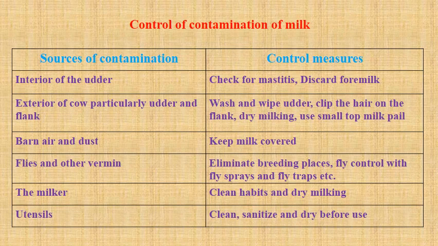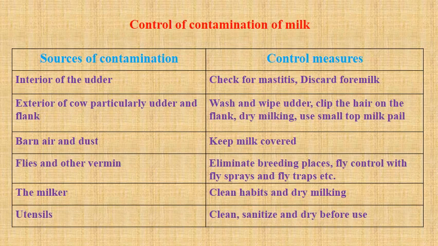Then barn or shed area, and air and dust. We should keep milk covered so that we can prevent contamination from air or dust. And of course we should maintain a clean, hygienic environment around the milking shed or barn. Then flies and other vermin: eliminate breeding places, and control flies with fly sprays and fly traps. So these are the measures to be taken.